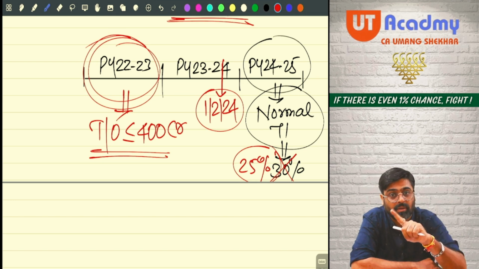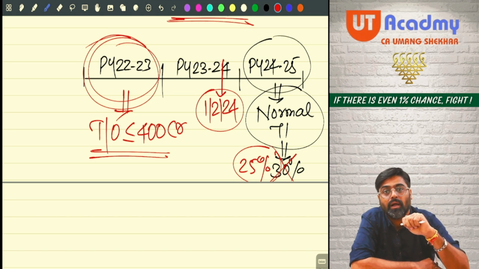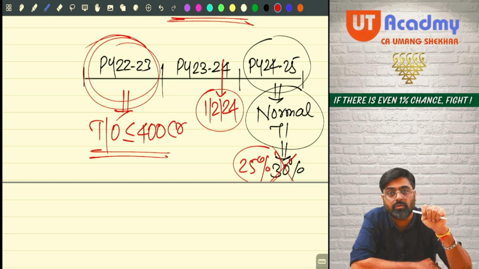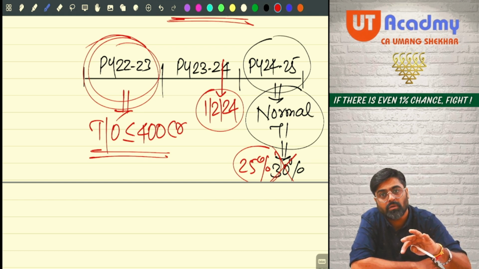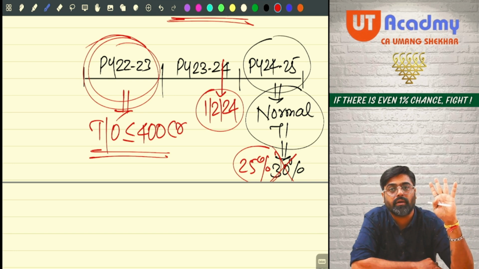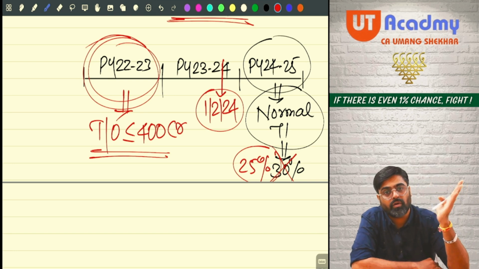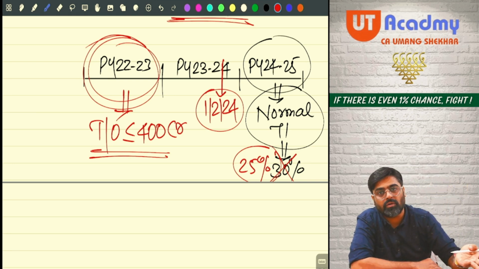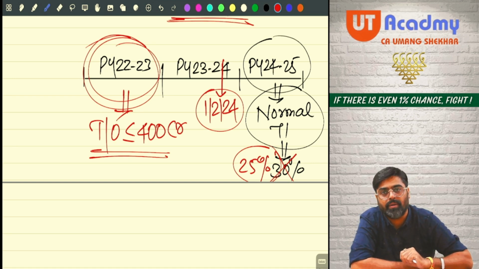There is a concept of rebate also, which we have studied. Rebate is available only to individuals who are residents and whose total income does not exceed 5 lakhs. They will get rebate of entire tax or maximum 12,500, whichever is lower. If your tax is less than or equal to 12,500, take the entire tax as what? Rebate. Don't pay any tax.